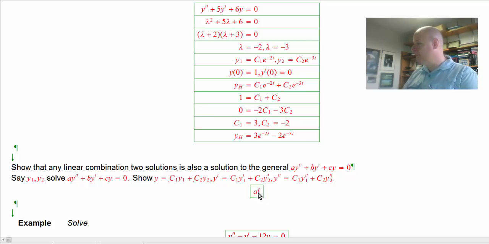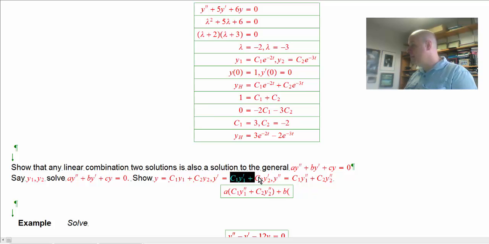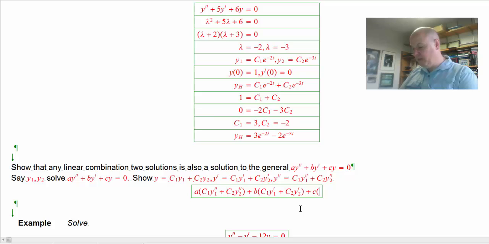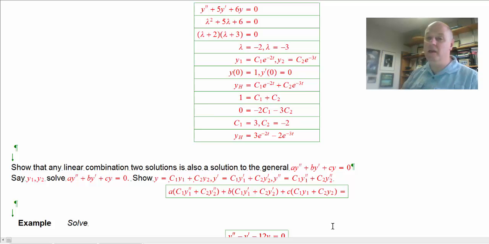That's going to be a times y prime prime plus b times y prime plus little c times y, and I want to show that that equals 0. I'm not going to make it equal to 0 yet. I have to go through some algebra and show that.